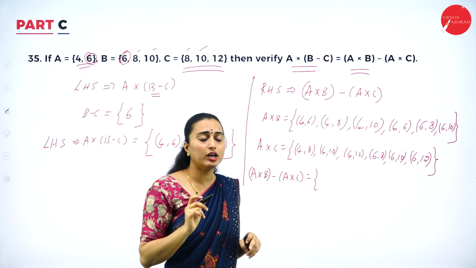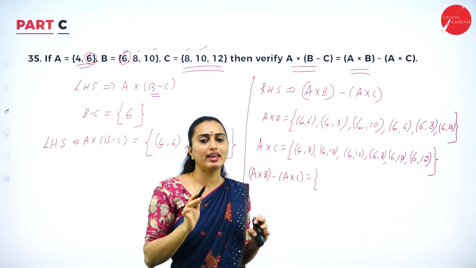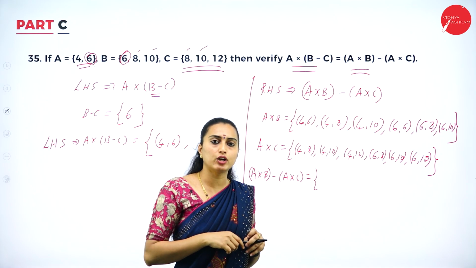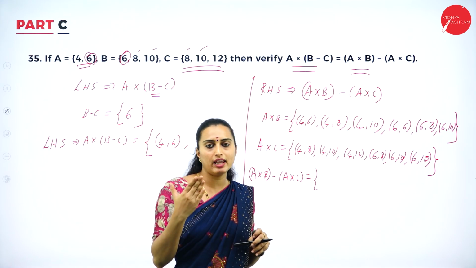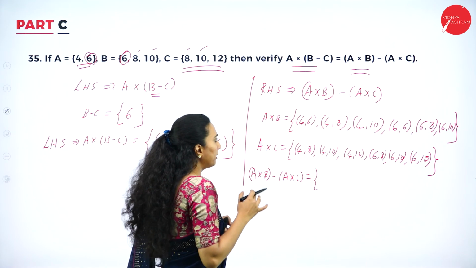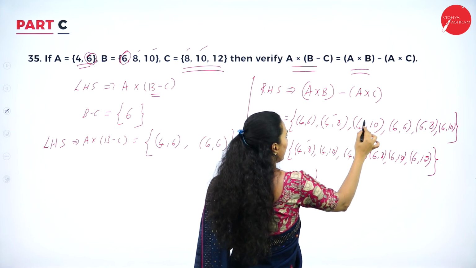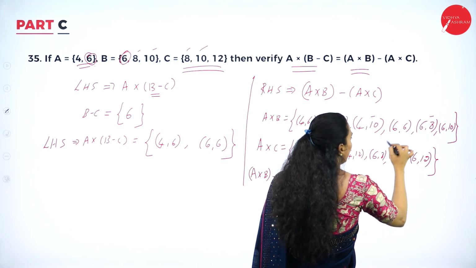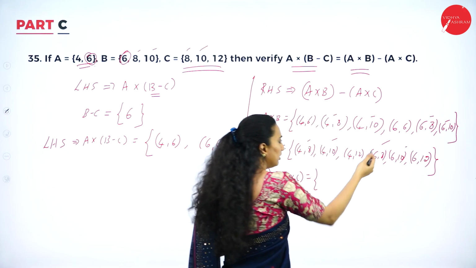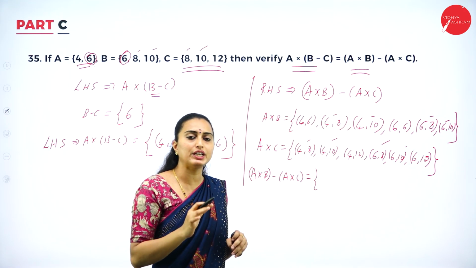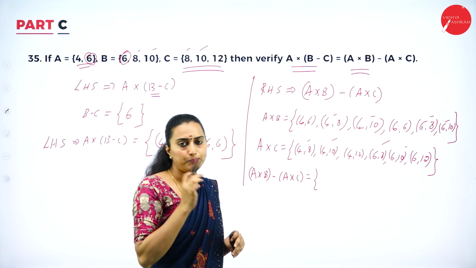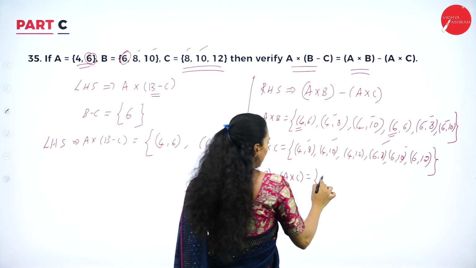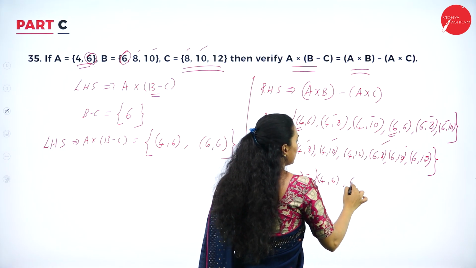Which are the ordered pairs there in A cross B but not there in A cross C? It should not be present in A cross C, only in A cross B. That is A cross B minus A cross C. So which are all the elements? Common elements here are 4, 8, and 4, 10, but not 4, 12. Let us neglect that. 6, 8 is common, 6, 10 is common, isn't it? Let us neglect 6, 12 because we are particularly seeing what is in A cross B. Left out is nothing but 4, 6 and then 6, 6. Therefore, 4, 6 and 6, 6.